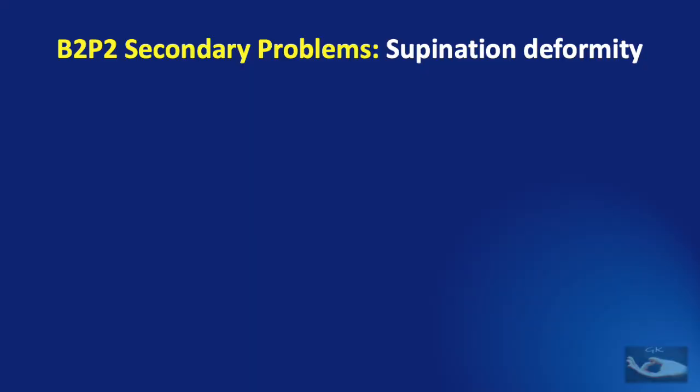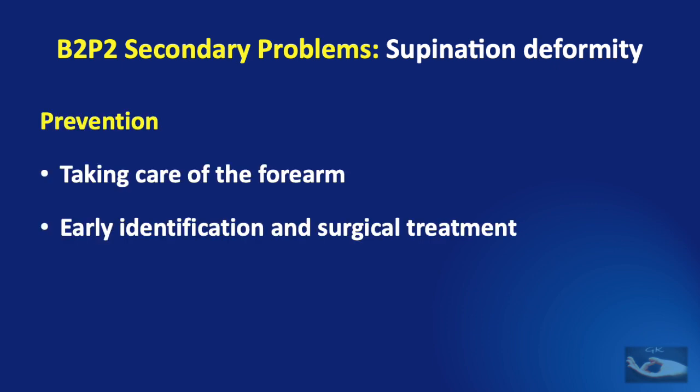Now we come to the secondary problems of the forearm, of which the most important is the supination deformity. Prevention of the supination deformity is very important. In patients undergoing shoulder rebalancing surgery with weak forearm pronation, shoulder spica should be applied with the forearm in mid-prone position. Early identification and surgical treatment prevents bony changes and improves digital flexion also.